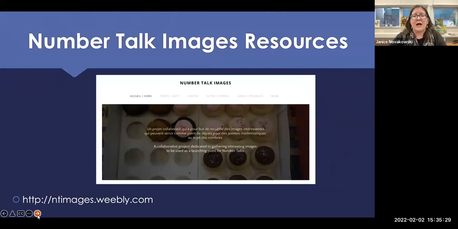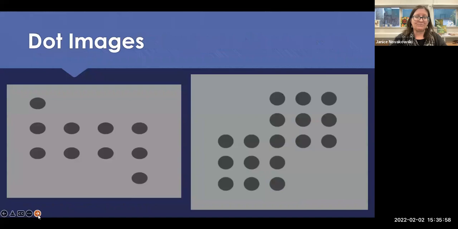There's a wonderful website, Number Talk Images, the Weebly site, and it's curated by a math educator named Pierre in Ottawa. And so it's a Canadian website, but math educators from all around the world contribute images to this website. And you can just go there and download them to your desktop and project them to a screen, or you can print them off and have them on tables for students to look at and circle and mark up, etc. So have a look at that website for some ideas.